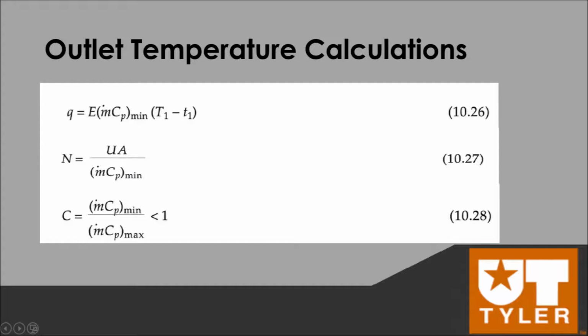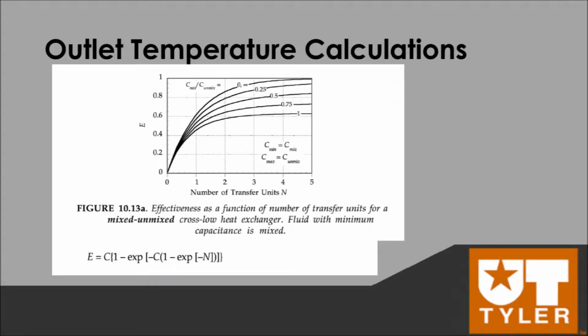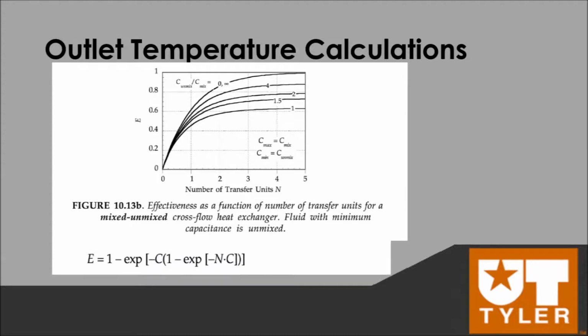The ratio of capacitance C is defined by equation 10.28. Figures 10.13a, 10.13b, and 10.14 show the effectiveness of the mixed, unmixed, and unmixed heat exchangers. Figure 10.13a applies when the fluid with the minimum capacitance is mixed, while figure 10.13b applies when the minimum capacitance is unmixed.